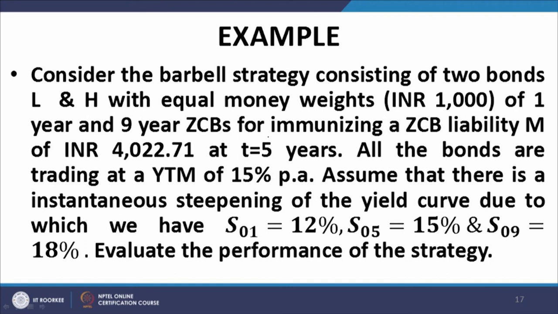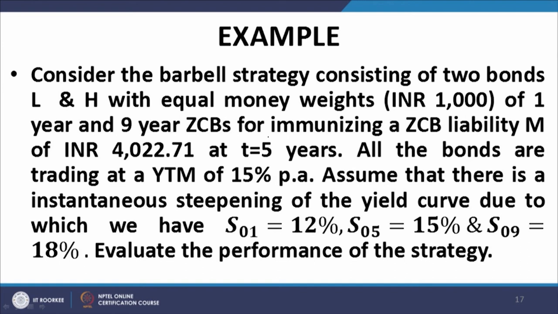Consider the barbell strategy comprising of two bonds L and H with equal money weights, INR 1000 of L of maturity 1 year and H of maturity 9 years. Both are zero coupon bonds. They are used for immunizing a zero coupon bond liability M of value 4022.71 at t equal to 5 years. All the bonds are trading at a YTM of 15%.